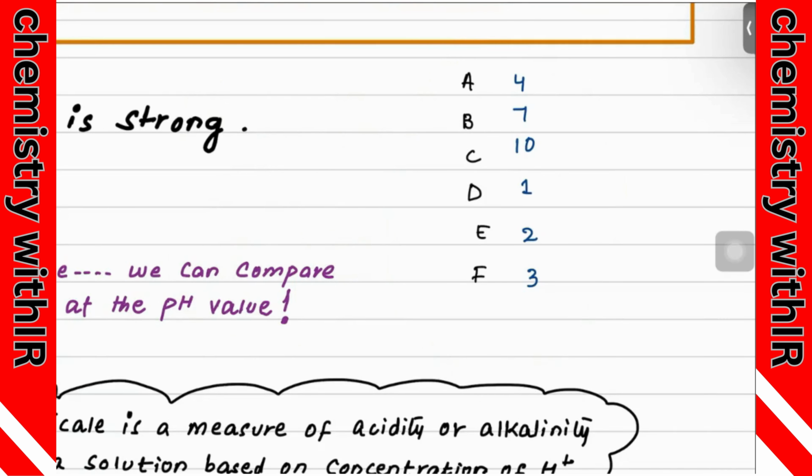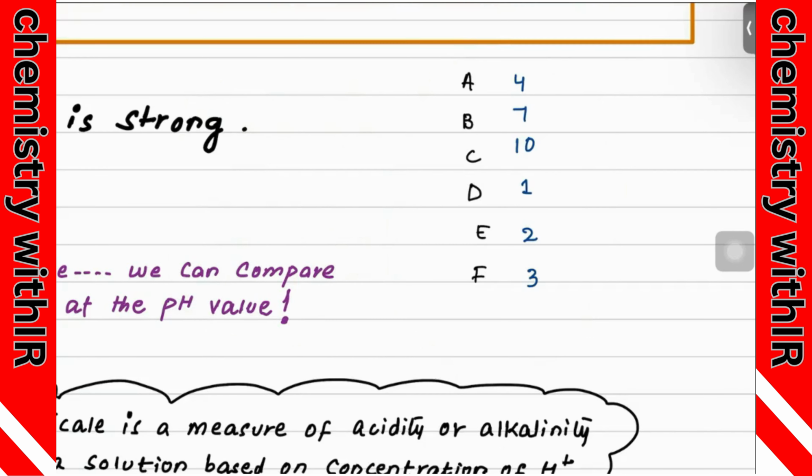So is it one? Stronger acids, so D, one, because acids are proton donors. Exactly. Acids are proton donors. And also, I told you that pH is inversely proportional to the concentration of H positive ion. The concentration of H positive ion, remember.